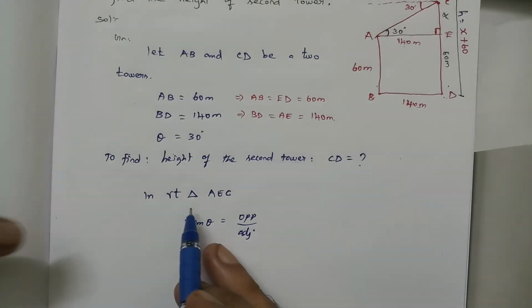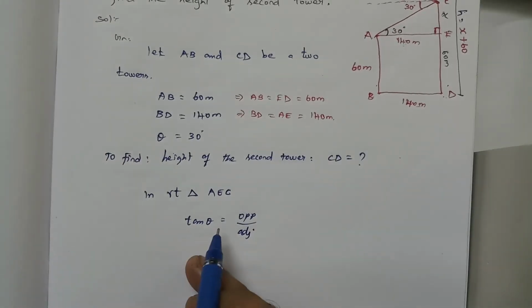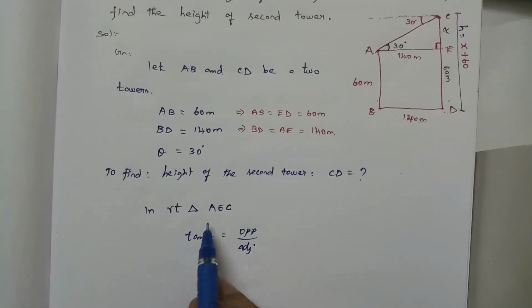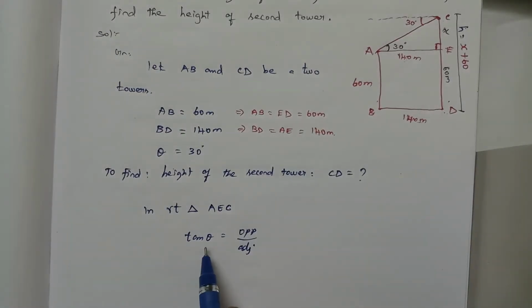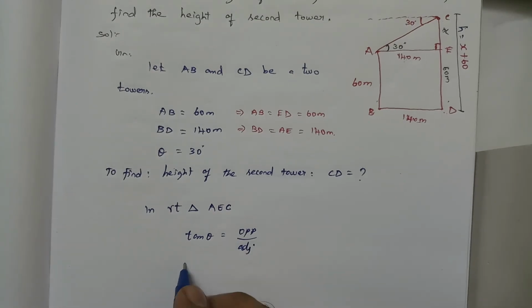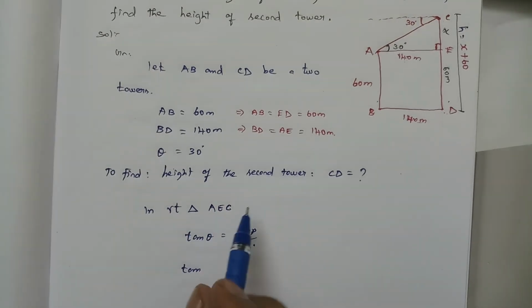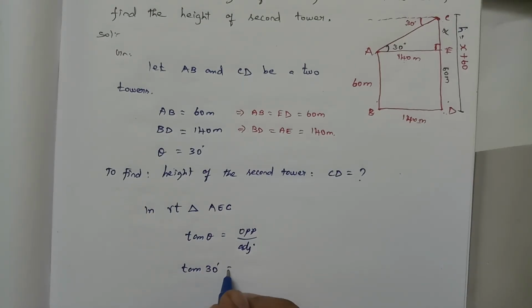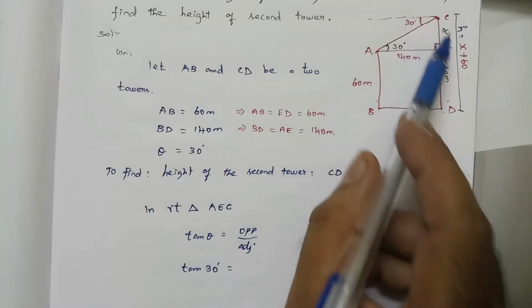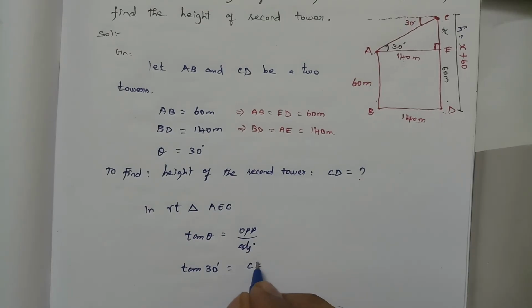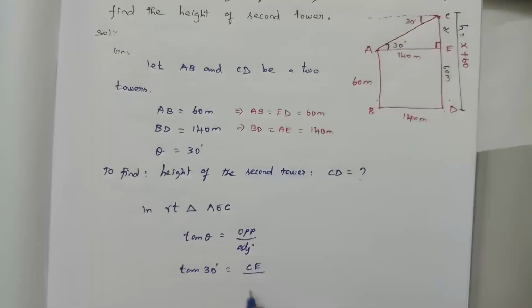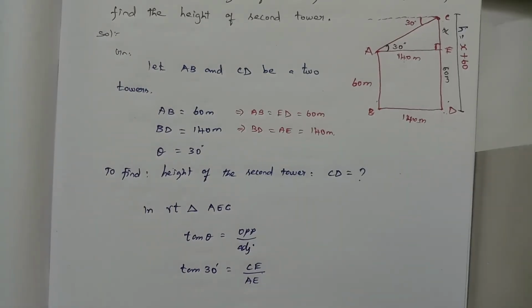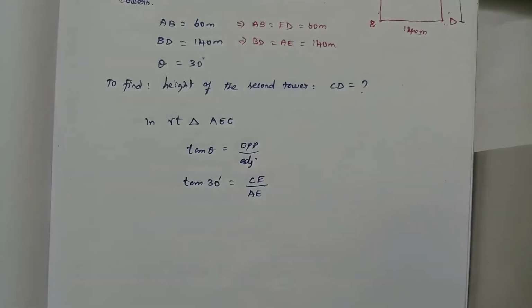In which right angle triangle are you going to use this trigonometric ratio? In right triangle AEC, I am using the tan theta ratio. Tan theta is equal to opposite by adjacent. In triangle AEC, theta is 30 degrees. So tan 30 degrees is equal to the opposite side, CE, divided by AE.